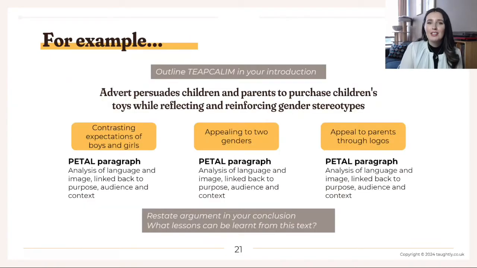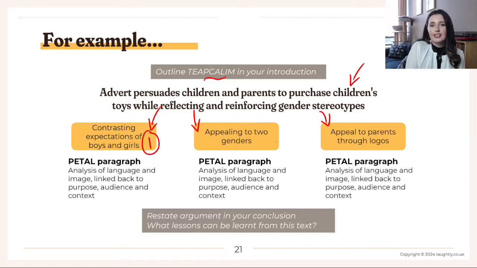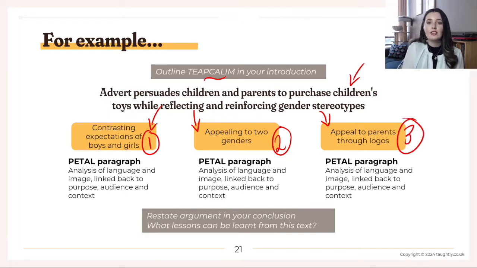So going back to our horizontal planning then, we have written an introduction which outlined Teepkalim, and we had our thesis statement, which was, this advert persuades children and parents to purchase children's toys while reflecting and reinforcing gender stereotypes. Then I needed to give my roadmap, which is going to be my big ideas. So the big ideas that I selected are these three here. Big idea one, the contrasting expectations of boys and girls. Big idea two, appealing to two genders. And big idea three, how it appeals to parents by using logos, appeals to logic.